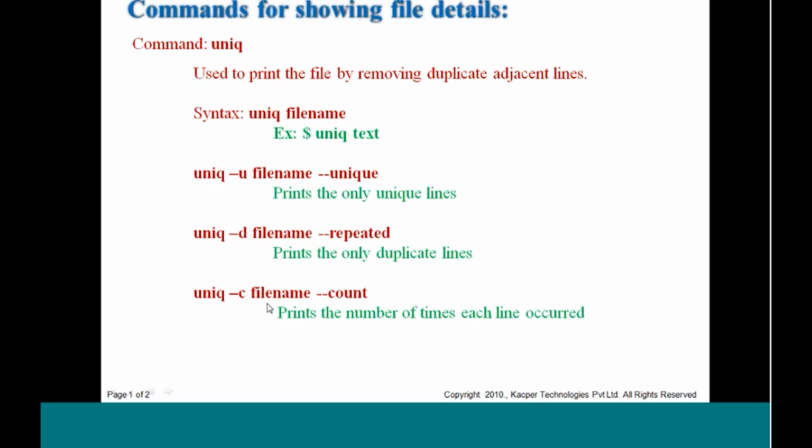You can also say -c file name, which gives you the number of times a particular line has occurred. So for the unique lines it prints out 1, and for the other lines it prints out how many times that particular line occurs inside that file.